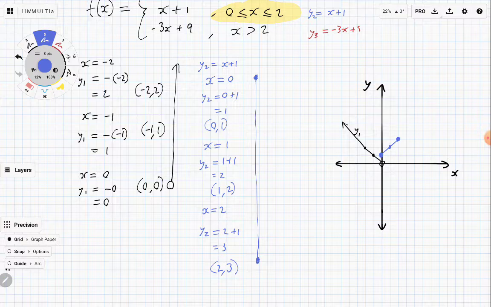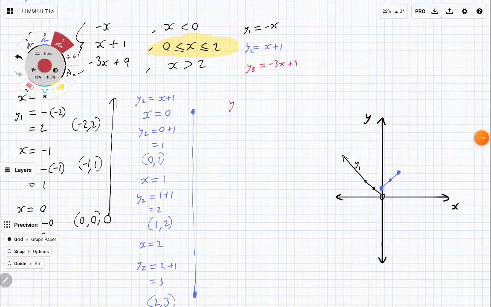So let's look at y3. So y3 is defined as -3x + 9 when x is bigger than 2. So where are the interesting places? Well, we need to choose numbers bigger than 2, and we need to choose the changeover point, which is x equals 2. So y3 is equal to -3 times 2 plus 9. -6 plus 9 is 3. So first point's (2, 3). That's interesting. We'll come back to that in a moment.